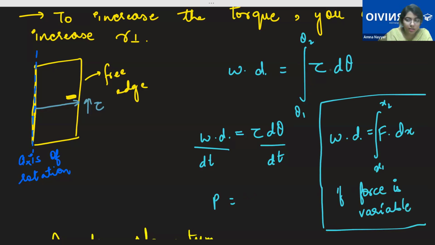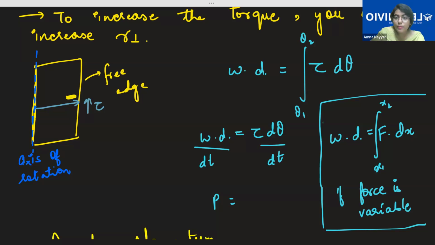If you have torque instead of force, and instead of dx you get d theta, because all these are rotational terms. Basically, all the rotational component terms will come. Whatever was linear displacement, here you will have the angular displacement. Entirely, this will be based on the rotational part.